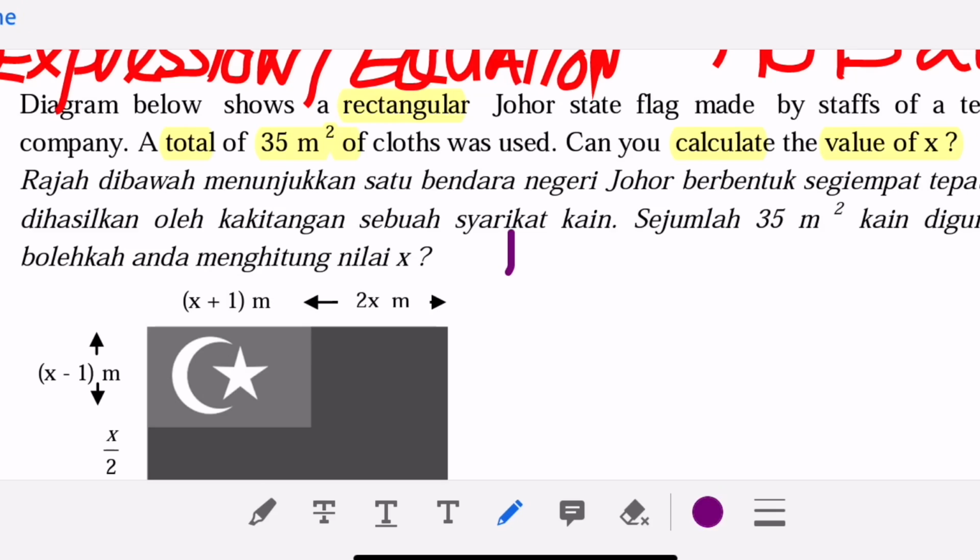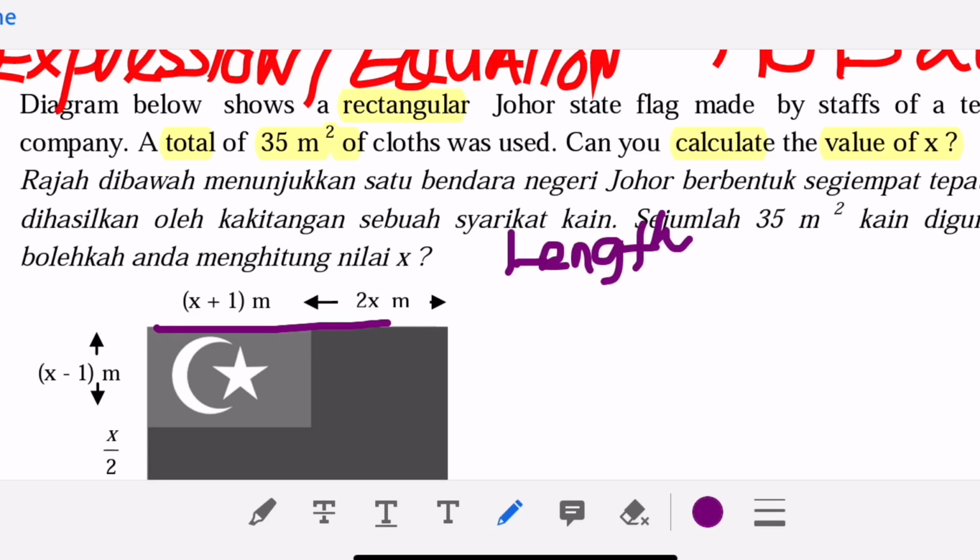Okay, so you will see more questions like this, with a diagram, with a statement, with a story, all this. So it looks very interesting, isn't it? HOTS question. Okay, don't worry. So we just try to enjoy the HOTS question.